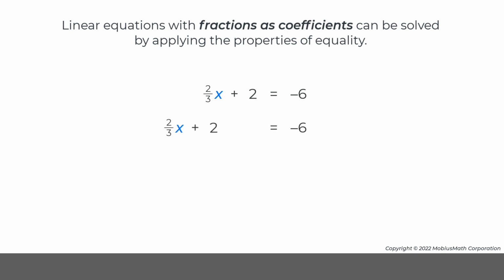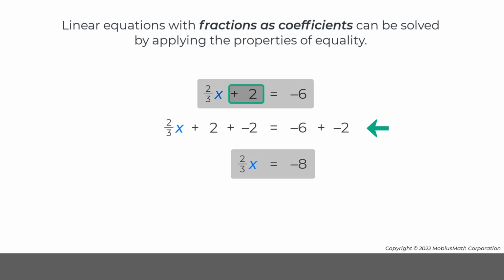To get started, -2 can be added to both sides of the equation without changing the value that makes the equation true. Because 2 plus -2 equals 0, and -6 plus -2 equals -8, the equation can be rewritten as 2/3 x equals -8. This step in solving the equation applies the addition property of equality. Notice that this step eliminated one of the terms on the left side of the equation by adding the opposite of that term to get 0.